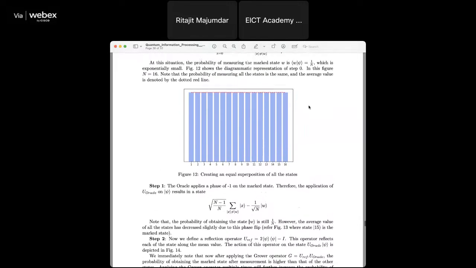There is a lot of complicated mathematics that is involved here, fine. But yeah, if you understand the essence of Grover's algorithm, this is it. And you can see, I mean, this is beautiful.